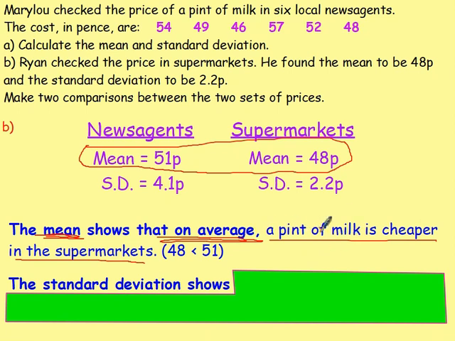And we know that for this sentence, I'm writing, a pint of milk is cheaper in the supermarkets, is because that 48 is less than the 51. It is those two numbers that we are using. That is our sentence for the mean.